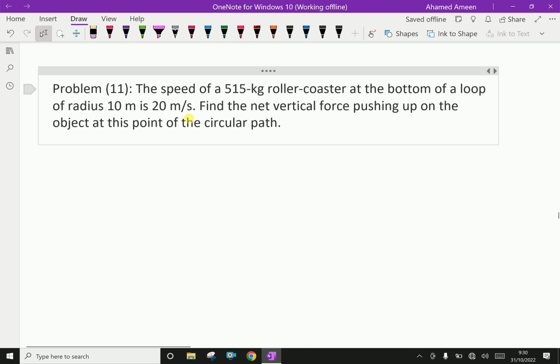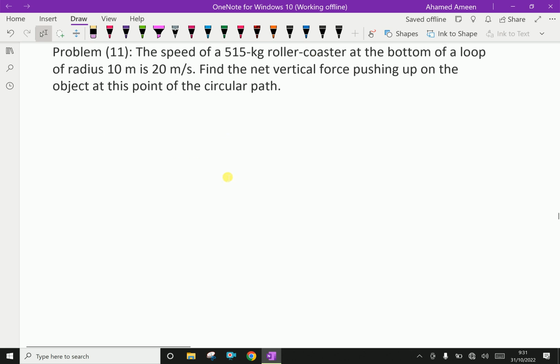Next question. The speed of a 515 kg roller coaster at the bottom of the loop of radius 10 meter is 20 meter per second. Find the net vertical force pushing up on the object at this point of the circular path. Here speed and radius are given.